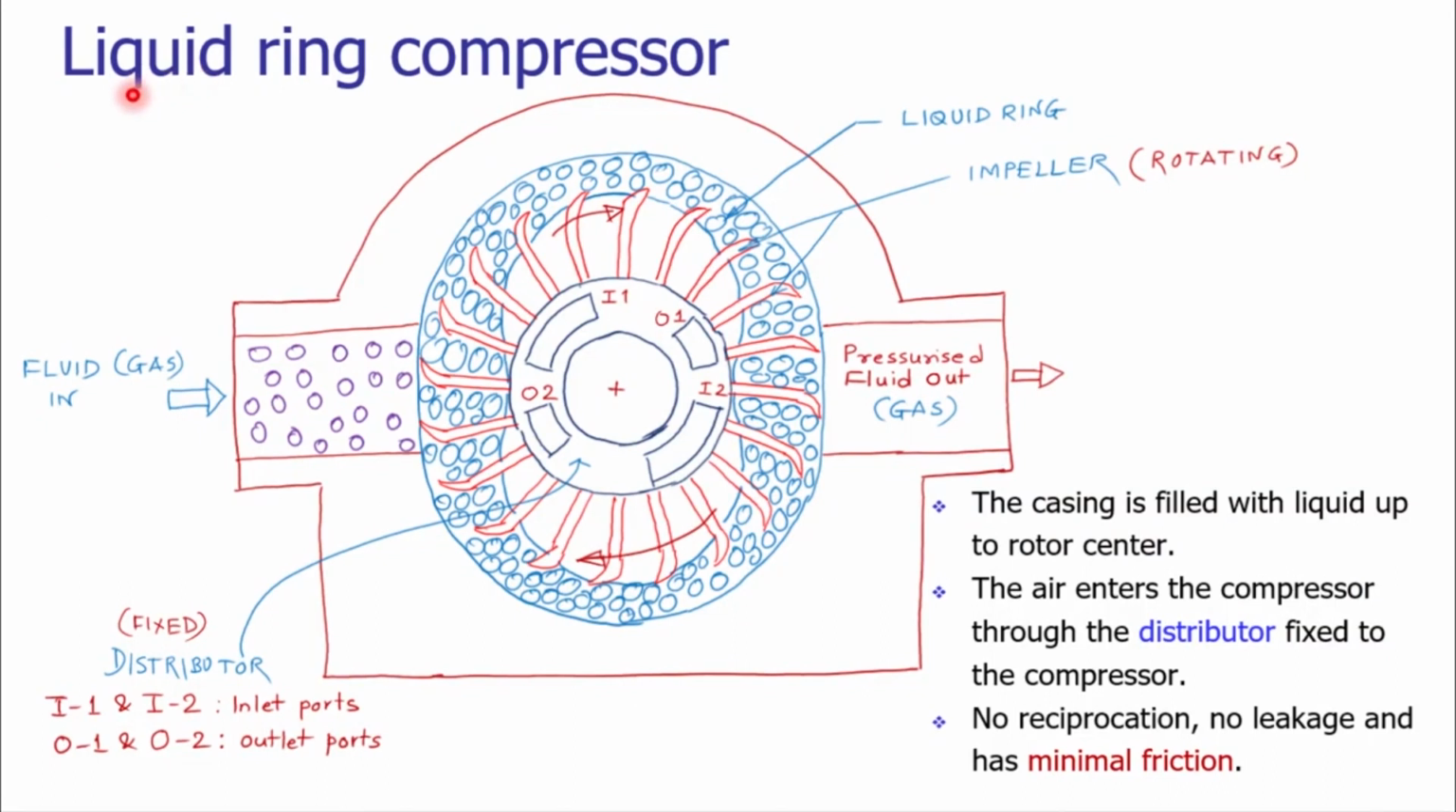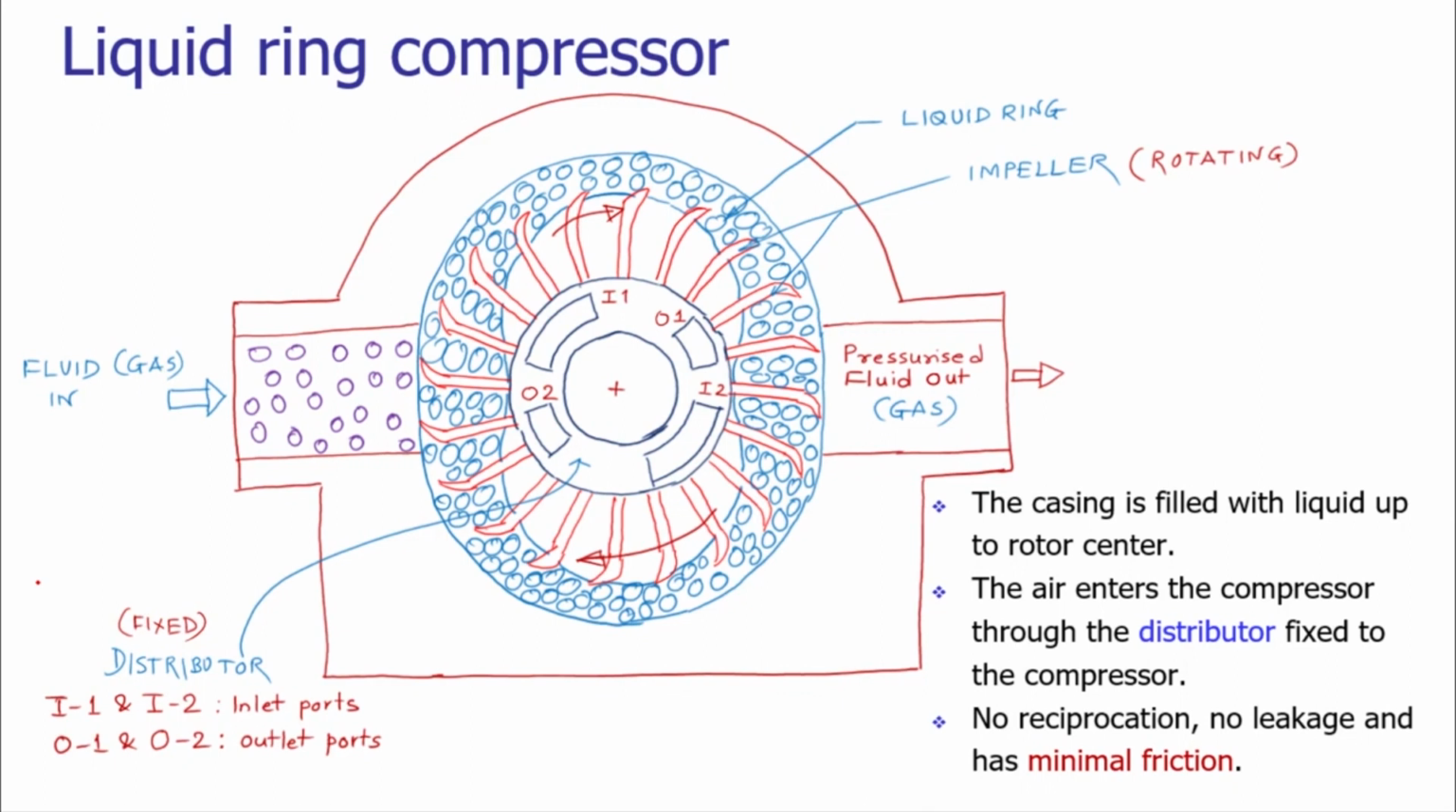Now let us study the next positive displacement compressor, that is the liquid ring compressor. The technology is very interesting and the reason is very important. In reciprocating type of the compressor, we have seen that there are many mechanical elements and they are sliding. Due to the sliding, there is a friction. Due to the friction, there is wear and tear of the mechanical parts. And due to the wear and tear of the mechanical parts, there will be gaps.